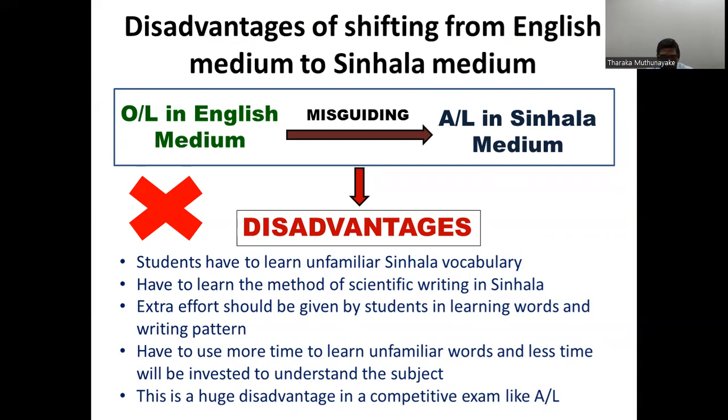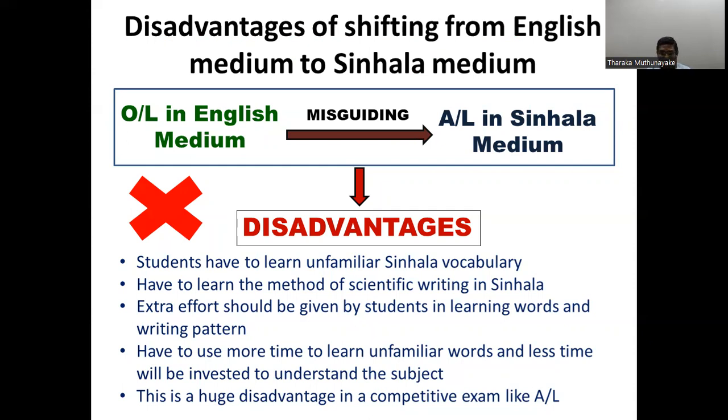Therefore, when English medium students shift to Sinhala medium, they have to learn unfamiliar Sinhala vocabulary. And also, from young ages, from grade 6 up to O levels, the English medium student learns skills regarding the scientific writing pattern. This student has no idea about the Sinhala scientific writing pattern, because here I'm talking about scientific writing, not Sinhala writing or English writing. It is a different strategy. It has a different pattern. So if an English medium student shifts to Sinhala medium, that student has difficulties in catching this scientific writing pattern. That student has to put in extra effort learning words and the writing pattern.